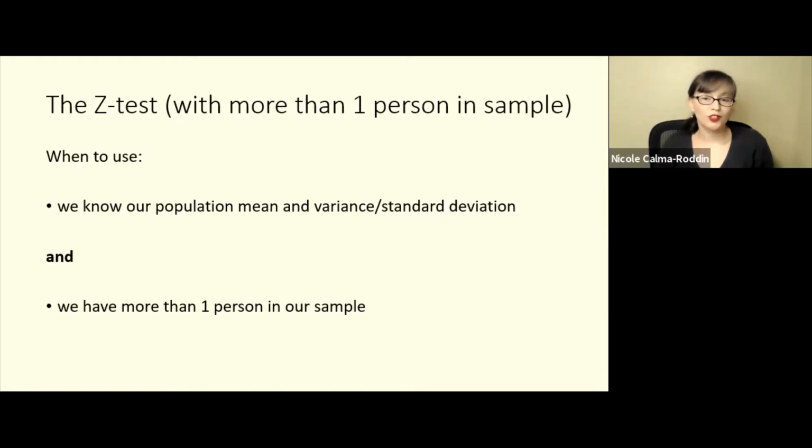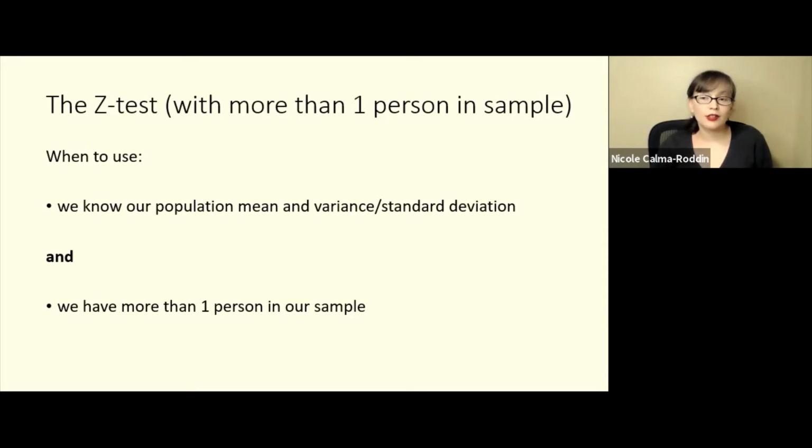In this video, we'll talk about the z-test when we have more than one person in our sample. Hopefully you've already watched the video about the z-test when we have one person in the sample, and hopefully you already understand the basics of hypothesis testing and our 5-step hypothesis testing procedure. And now we're going to extend what we've already learned by talking about the z-test when we have more than one person in our sample.